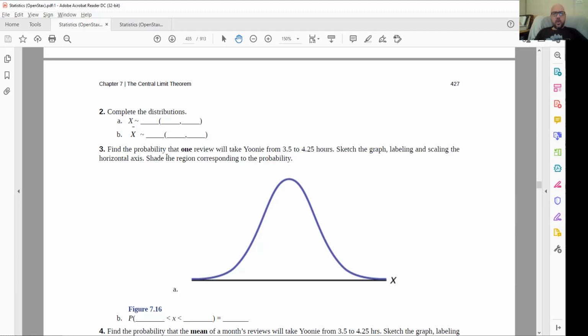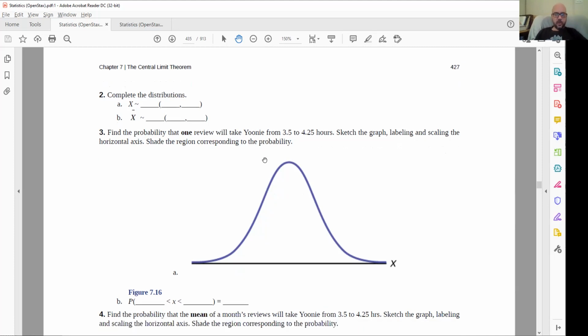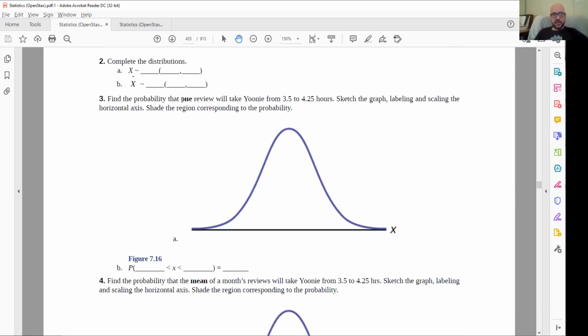Find the probability that one review will take from 3.5 to 4.25 hours. Sketch the graph, labeling and scaling the horizontal axis, and shade the region corresponding to the probability. Okay, I'm glad they highlighted this, right? One review. So when we're doing the reviews one at a time, we are using the population, not the sampling distribution.